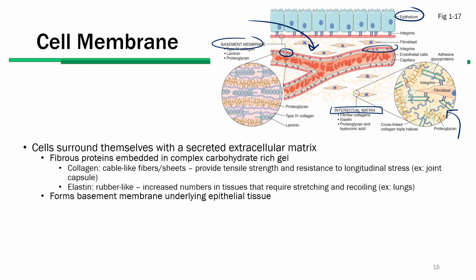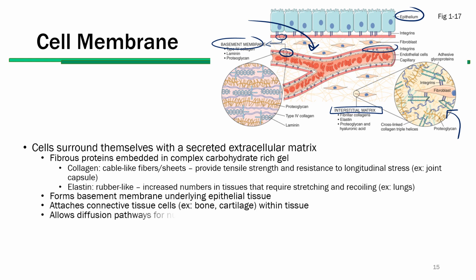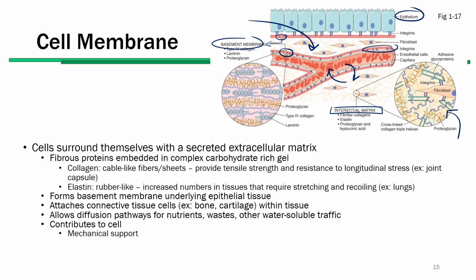So the extracellular matrix forms that basement membrane underlying the epithelial tissue. Here they just have it kind of circled and then they call it basement membrane over here. Under that epithelial tissue attaches connective tissue cells like bones and cartilage within the tissue. It allows for diffusion pathways for nutrients, waste, and other water-soluble traffic. So when we look at capillaries, we'll see that fluids will come out of the capillaries and feed into this interstitial matrix, and then fluids can go back into the capillaries as well, and we'll look at that in chapter 3. It contributes to cell mechanical support, so the cells have some stability with that basement membrane underlying them.